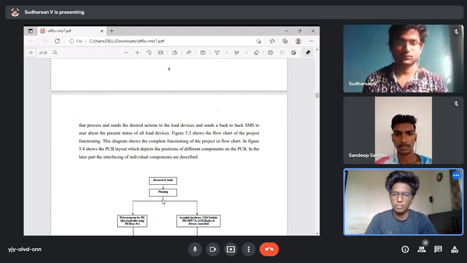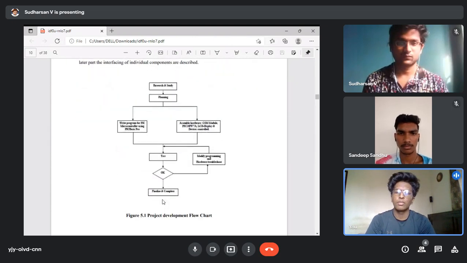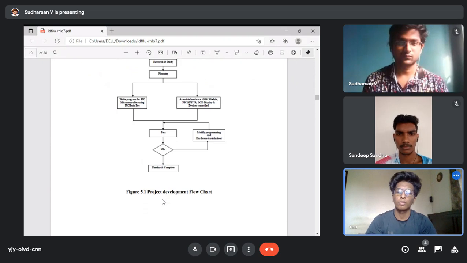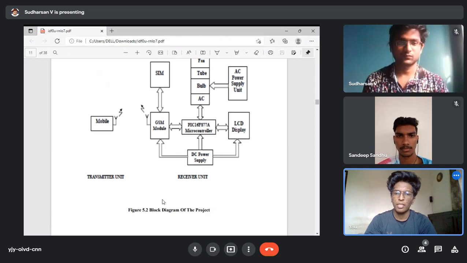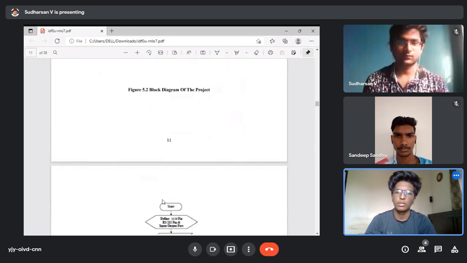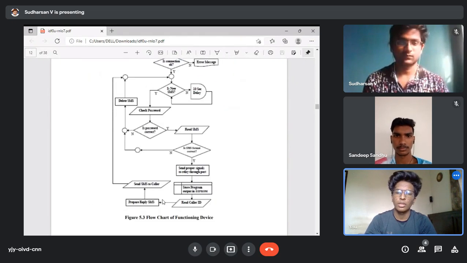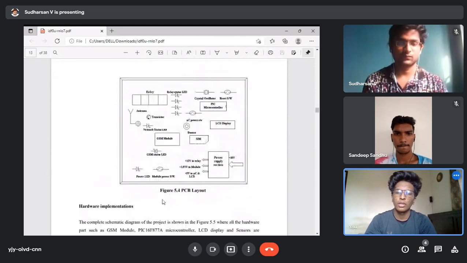Here is the diagram of the project development flowchart. Next is the block diagram of the project, the transmitter and receiver unit. Next, the flowchart of the functions of the devices. Here is the diagram of the PCB layout.